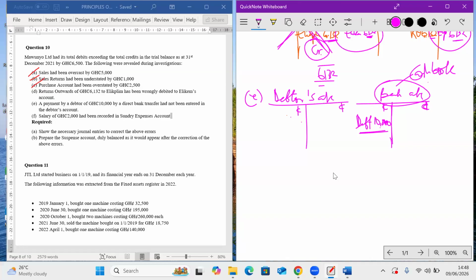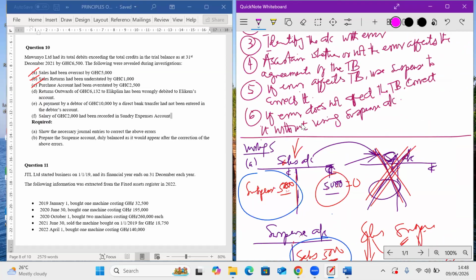Had not been entered means we are doing entries. Record the entries per the transaction. So if they said that it had not been entered, it means it was not recorded in the debtors account. And is that an error? Yes. So the debtors account has an error. So that is the next one.